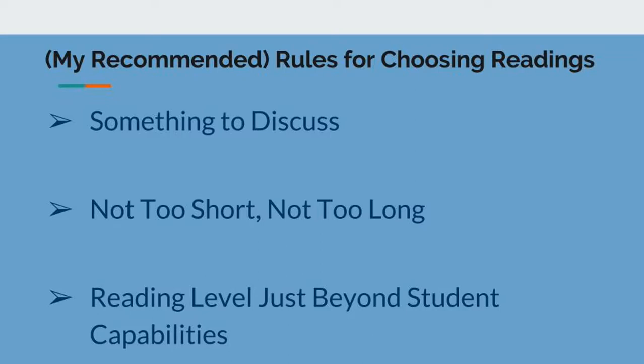Next, the reading should be not too short and not too long. I'll talk about that a little bit later and what I mean by it, and it may be different for different grade levels or different age groups. And number 3, you want the reading level to be something that's just beyond student capabilities. You don't want it to be a reading where the student can read it fairly easily and feel like they have everything they need without any attempt to really understand and decipher what the author is talking about. So let's go over these in order.